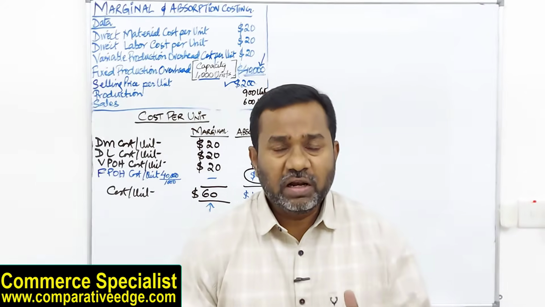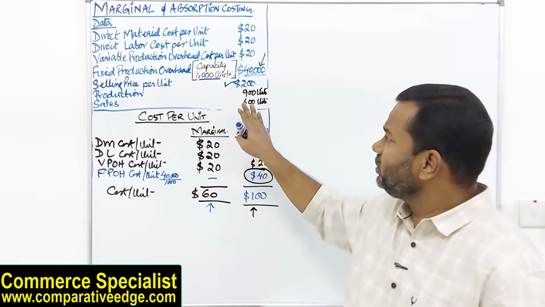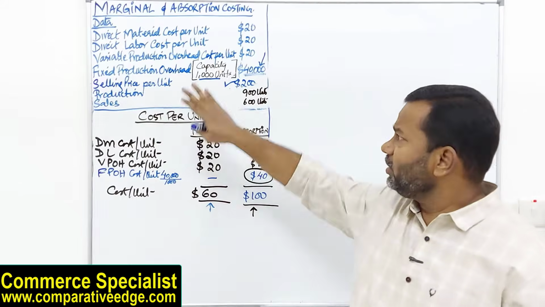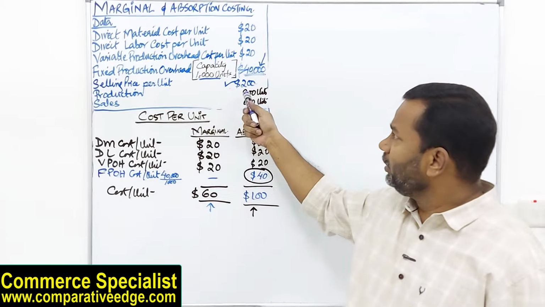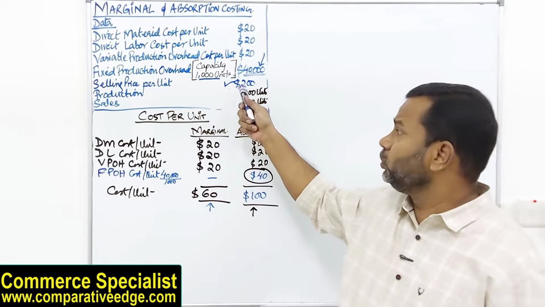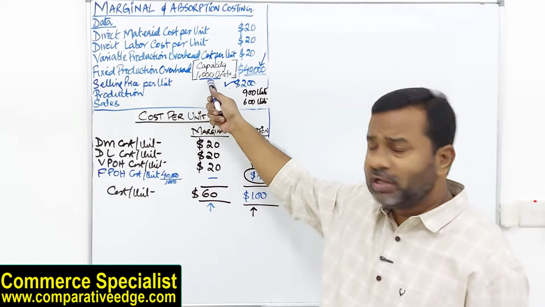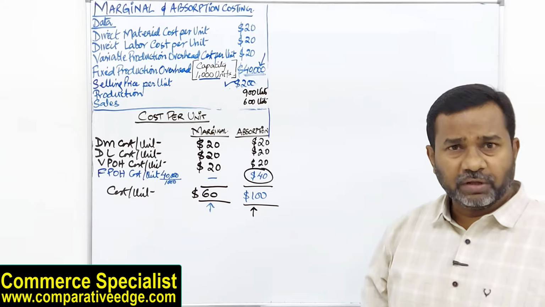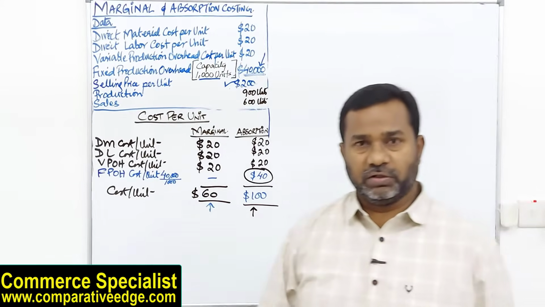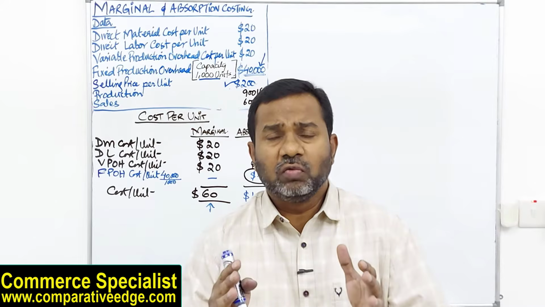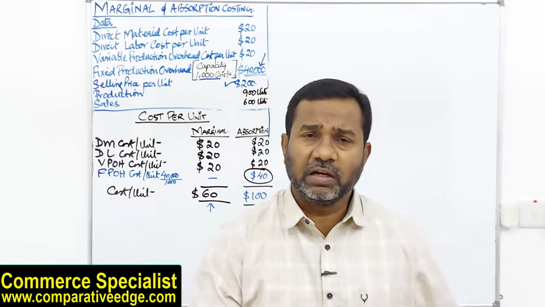So guys, what I have done now is I've just changed the question a little bit. All other information is the same. I only changed the production. Now we are making 900 units. Though the capacity is 1000, we are making 900 units. And we are making 900 units, but we are selling only 600 units. So now what effect will it have on profit and loss calculation?